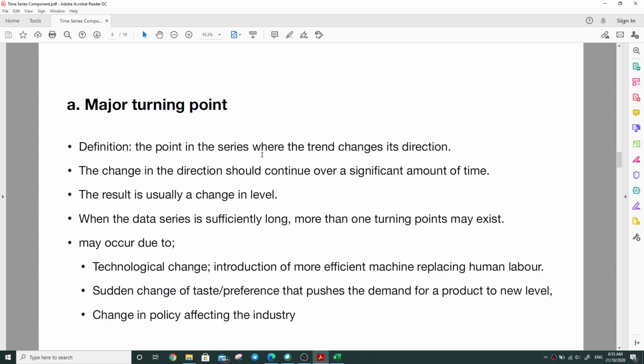So suppose that when we want to investigate quite a long data series, there will be a few major turning points in your series. So how can we detect a major turning point? We look at why it happened at that particular time period. As an example here, because of technological change, sudden change of taste, or change in policy affecting the industry.